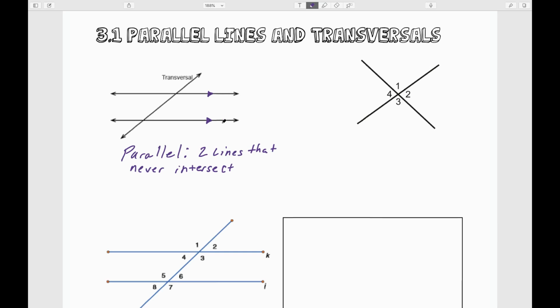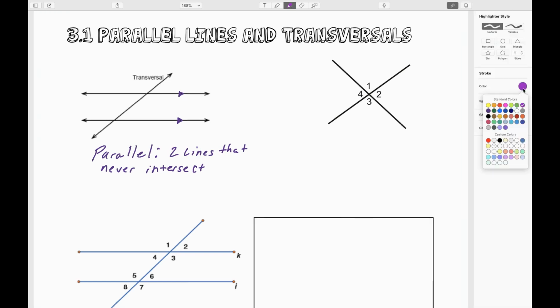Okay, so these are the parallel lines. What that means is they never intersect. They're the same distance all the way through, all the time. The next thing that happens is we have these parallel lines, and another line decides to go through them. That line is called a transversal, and that is the pink line here.